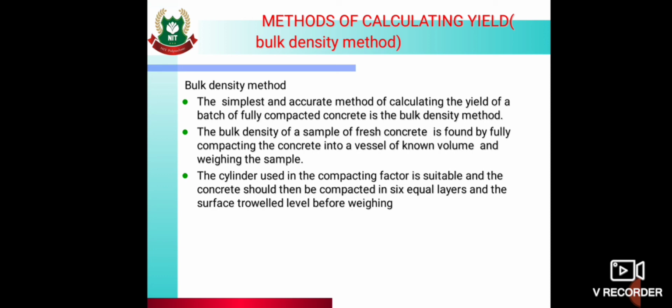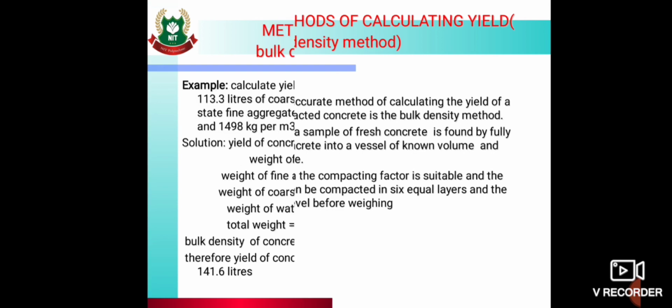So in compaction factor test we have seen that we have compaction factor. How we will calculate that? Weight of partially compacted concrete upon weight of fully compacted concrete. So we will see how by using the cylinder used in compaction factor we can find out the value of yield by bulk density method.